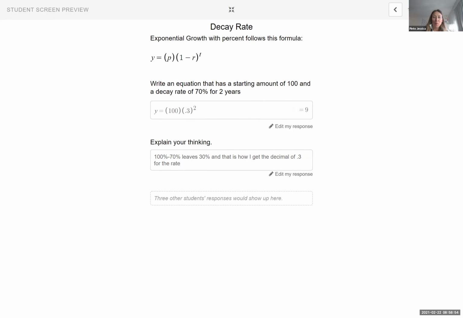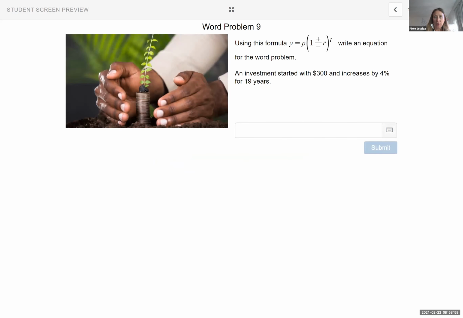So we're going to look at a couple more examples with these, and that'll be it. So if I've got the formula here with what I'm trying to show is a plus or minus. We use the same formula, sometimes plus, sometimes minus. So the investment started with $300 and increases. Okay, so that would be plus by 4%.